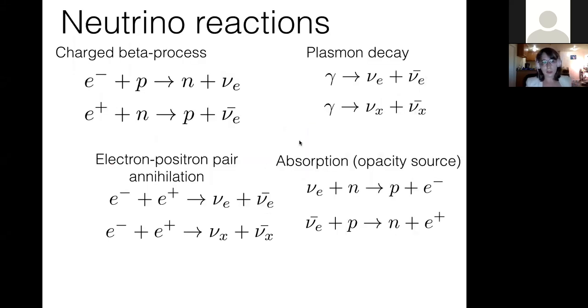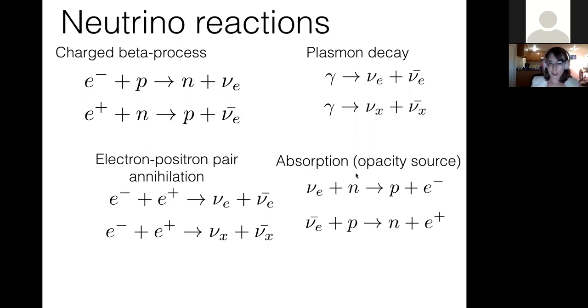Here I'm showing all the neutrino reactions that we expect to happen in the accretion disk. First of all, we have the charged beta process. We also have the plasmon decay, electron-positron pair annihilation, and as an opacity source, we're going to have the absorption, which is just the inverse reaction of the charged beta process. Notice that as we have very neutron-rich material, this reaction is going to be the one that's dominant because this reaction is the one that has the most neutrons. And therefore, we're going to have lots of antineutrinos being created.